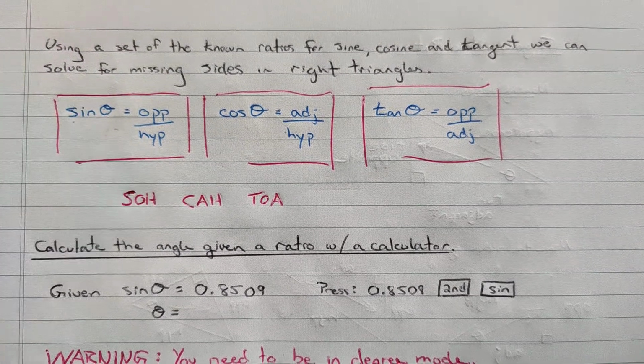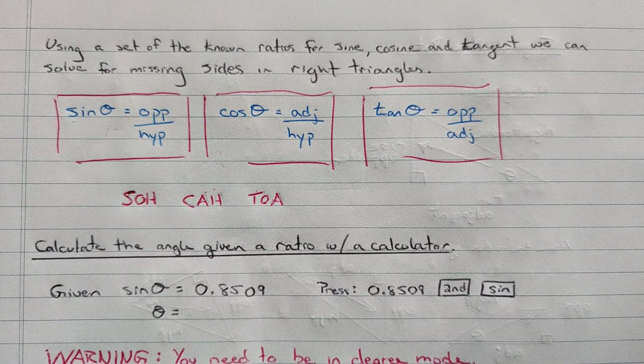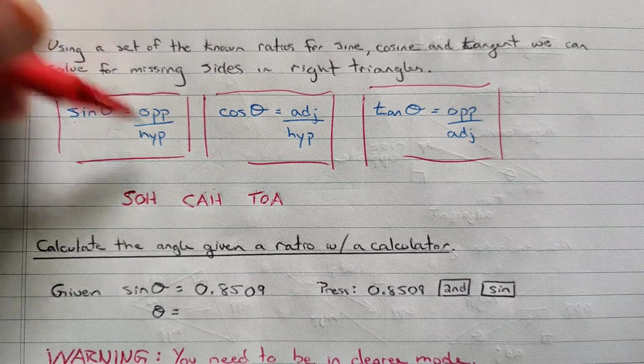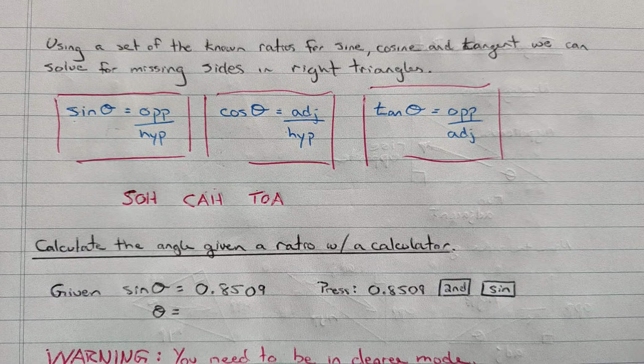Sine, opposite over hypotenuse. Cosine, adjacent over hypotenuse. Tangent, opposite over adjacent. It's always something like that. So the formulas are always going to be laid out with that same format. And then it's just a matter of picking which formula to use. Now, before we get into actually doing calculations with these, it's important to note a few things.